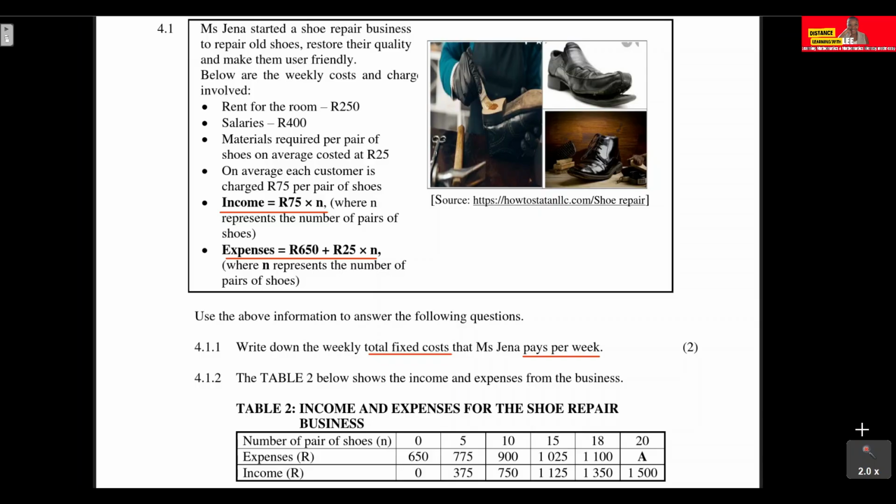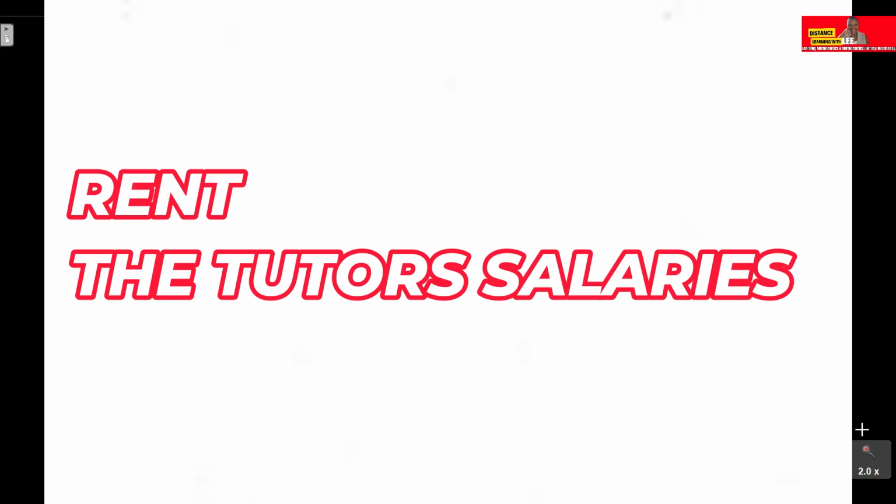From that, there are certain costs that remain fixed. What are those costs that I need to always pay every month, regardless of whether the learners come in or not? It's the rent. I need to pay the rent, it remains fixed. I need to pay, for example, the tutors that work in the center. It remains fixed.